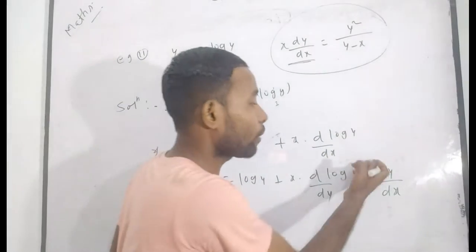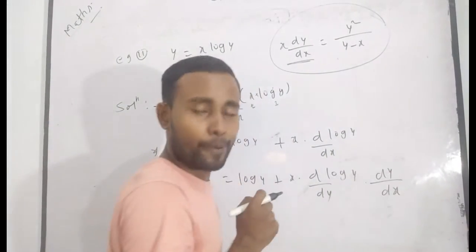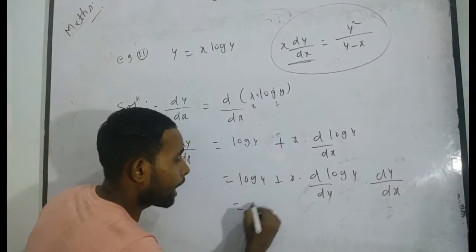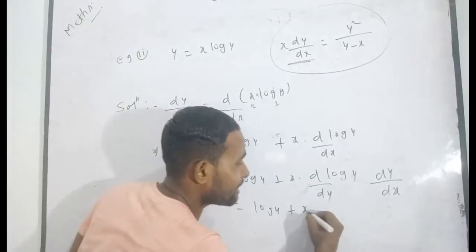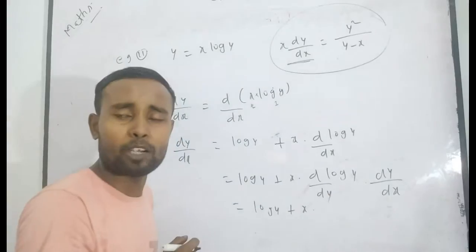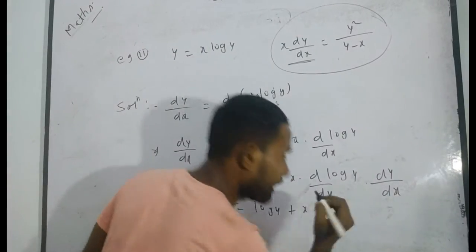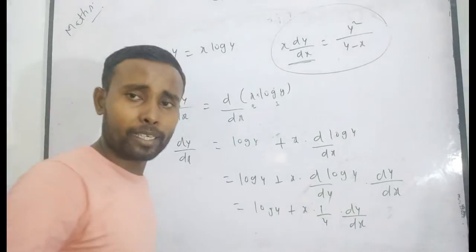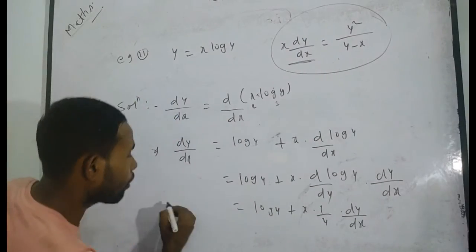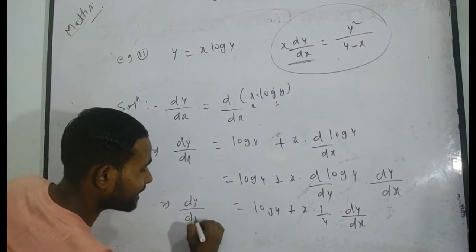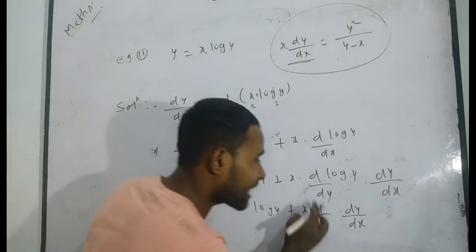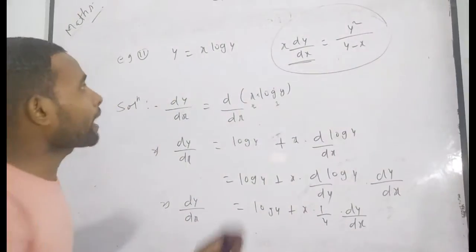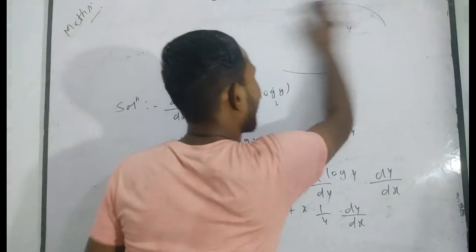As you know that dy/dx, that means y cannot be differentiated directly with respect to x, so I have written it simply here. Now I want to write log y plus x into the derivative of log y with respect to y, which will be 1 upon y into dy/dx. I think you understand very well. Now if you see here, dy/dx is equal to log y plus x upon y into dy/dx.